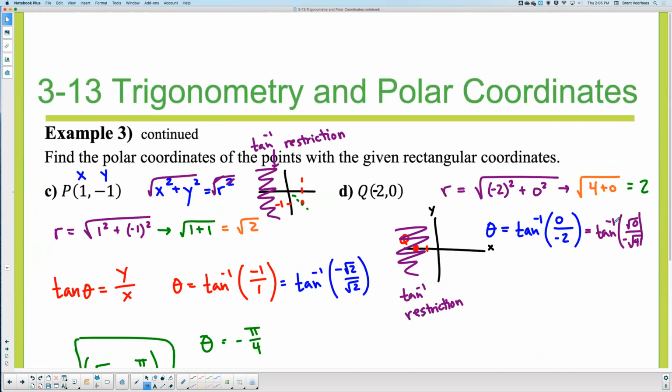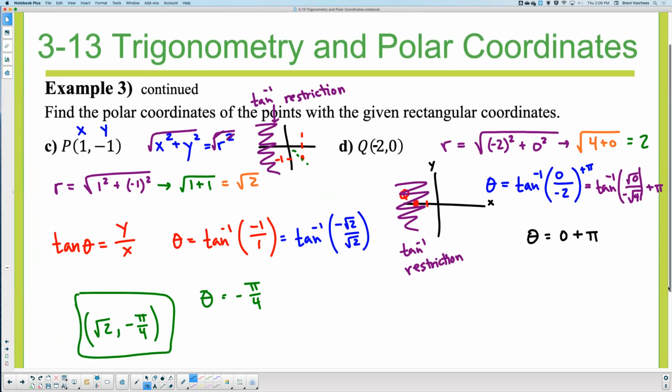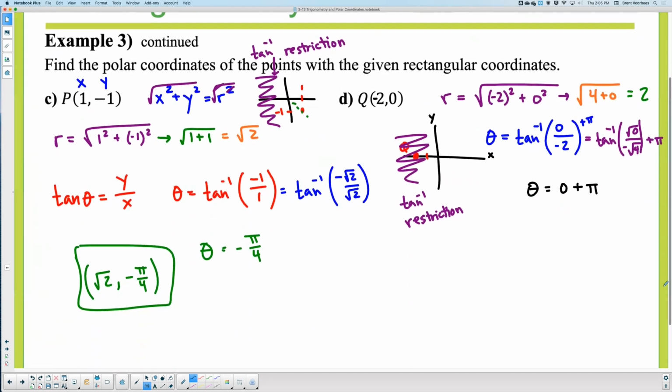So I come back to this problem, and we're going to say that theta is going to equal this inverse tangent plus pi. And so what do we get? We get that our value is 0 plus pi. It was 0 on the hand trick, plus pi. What is 0 plus pi?